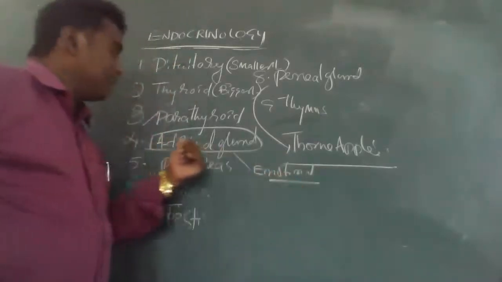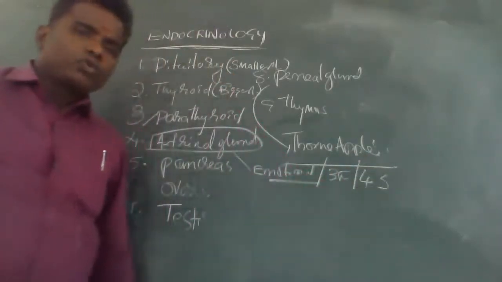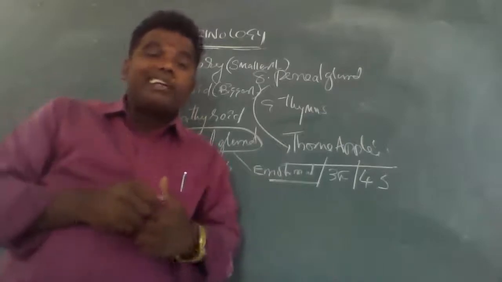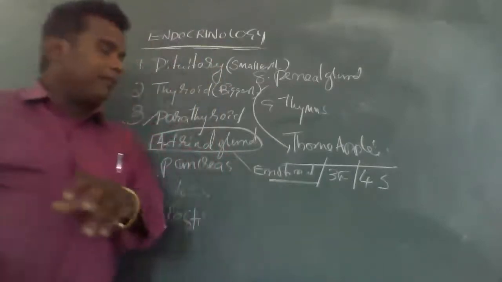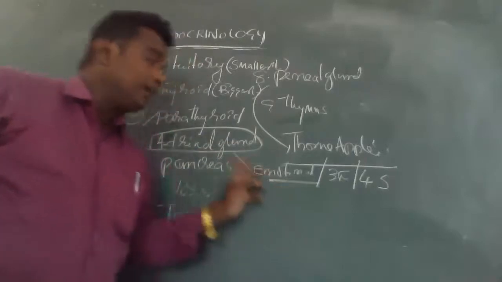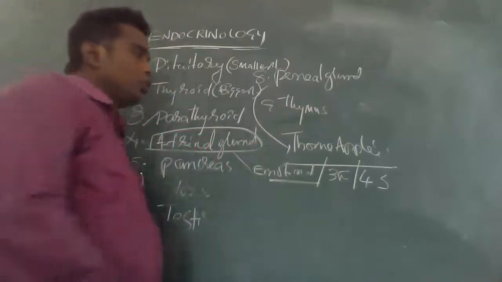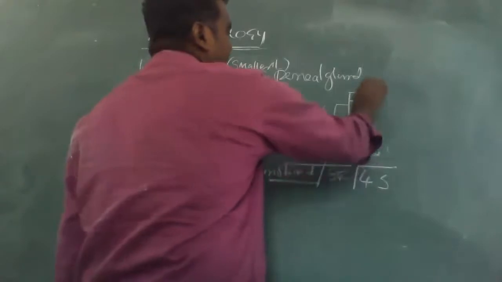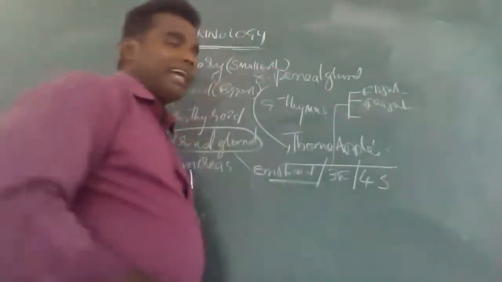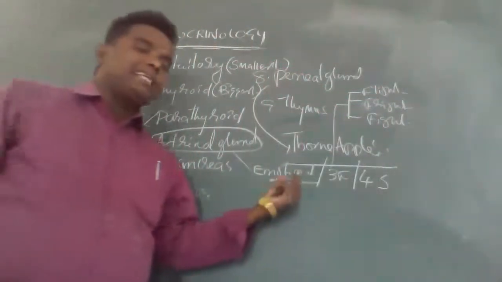The adrenal gland is also called the 3F hormone or 4S hormone. Many times this question is asked. We'll explain later one by one, but before we go into detail, this is an important highlight. So the adrenal gland is also called the emotional gland, and what else? 3F. What is 3F? Anybody can say? 3F is nothing but flight, fright, fight. We'll explain in detail. Which gland is also known as the 3F hormone?